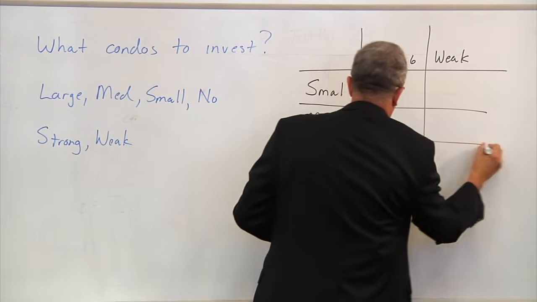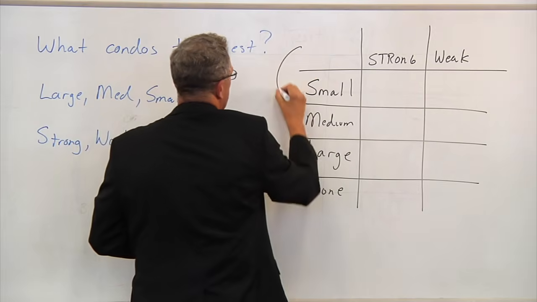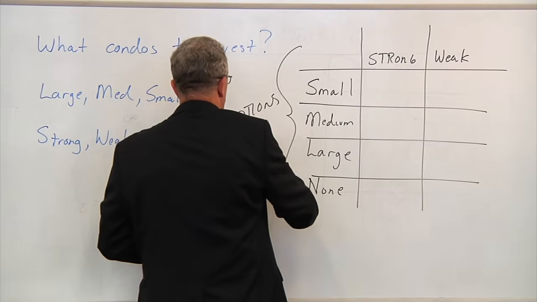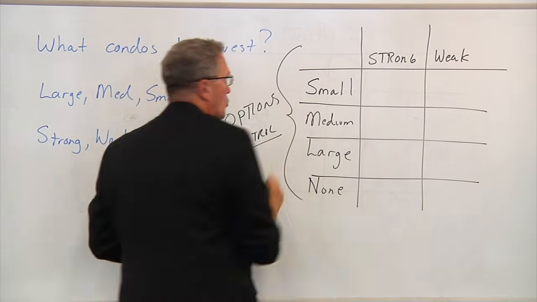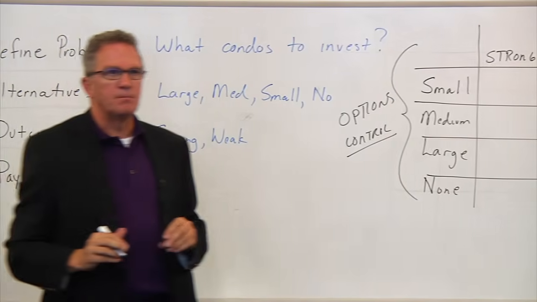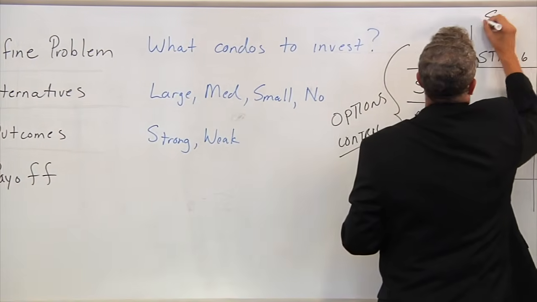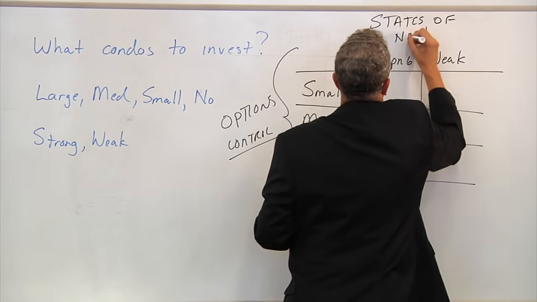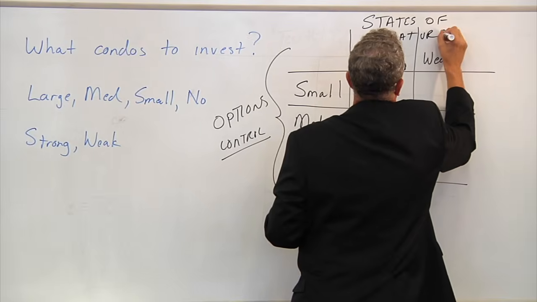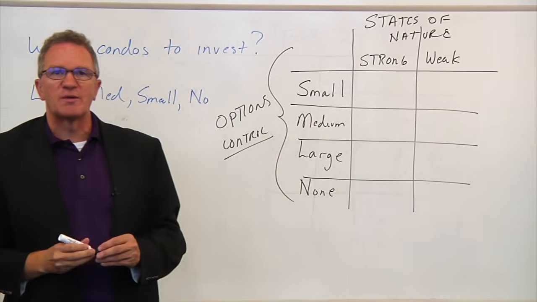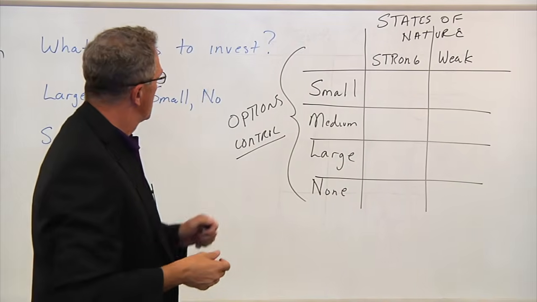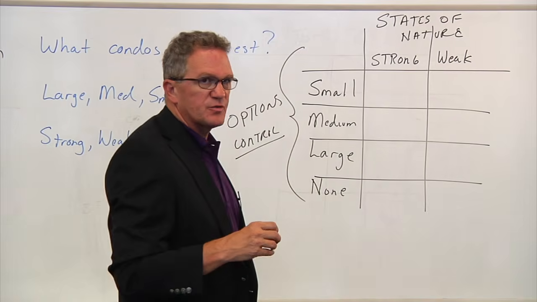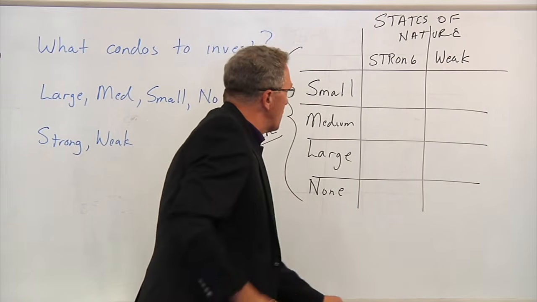Now remember again, these are our options. We control these. We can decide which one we invest in. These are states of nature. We have no control over what the market does. All right? We can control what we decide to invest in. We cannot control what the market does. Now we want to build the table.